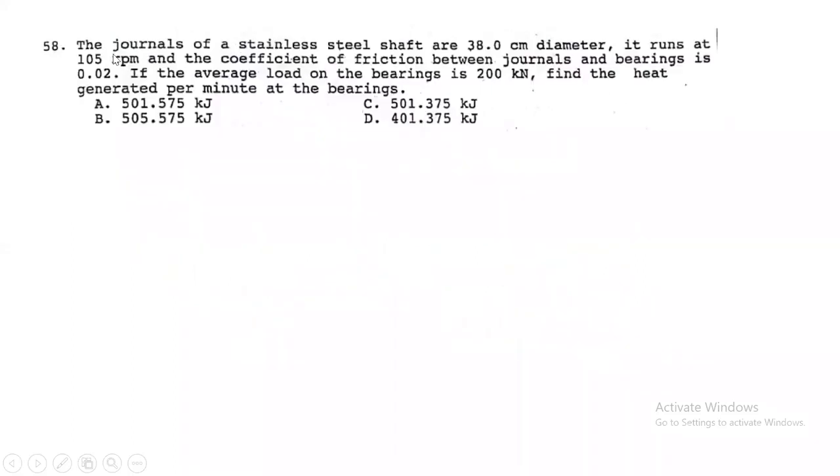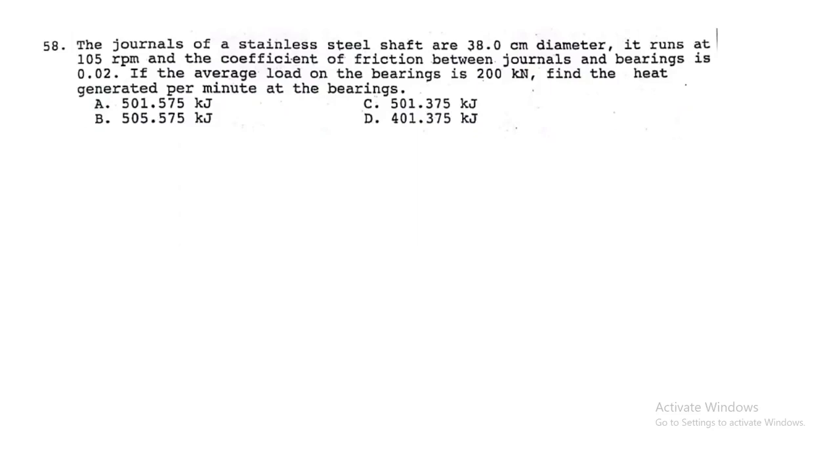So next, 58. The journals of a stainless steel shaft are 38 centimeter diameter. It runs at 105 RPM and the coefficient of friction between journals and bearings is 0.02. If the average load on the bearings is 200 kN, find the heat generated per minute at the bearings. This is what I was saying, this problem is actually from machine design, but it appears in pipe. Sometimes questions migrate from math to pipe, or machine design to pipe, or vice versa, so we need mastery of all subjects. Later, what comes out in pipe may be all machine design, so we are in trouble if we do not review machine design well.